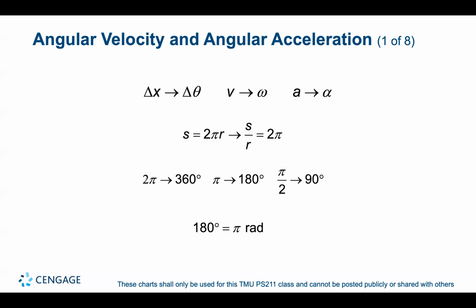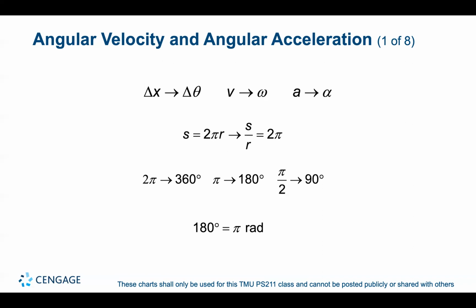You know that the distance s around the circle is given by 2 pi r, where r is the radius of the circle. Dividing both sides by r results in the expression shown. Notice that this is a dimensionless quantity, since s and r have dimensions of length, so the dimensions cancel out. And that's the reason why that works out. So 2 pi corresponds to 360 degrees, pi to 180 degrees, and pi over 2 to 90 degrees. And this is going from radians to degrees, if you've ever heard of that term radians.